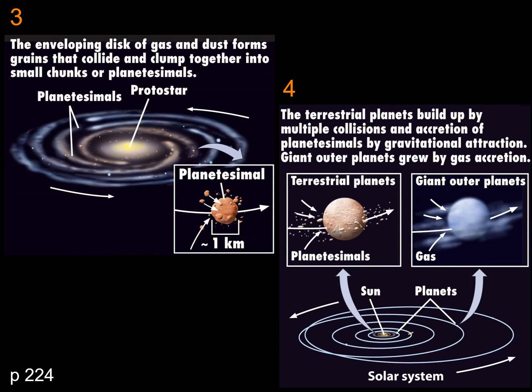And further out in the solar system, dust and gas accumulates into planets that are made mostly of gas. And that is the basis of the formation of the solar system. And for the purposes of this class, that is all we're going to talk about it.